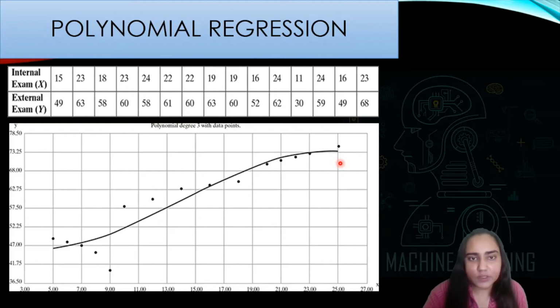Okay. So this is the data we had earlier in one of the previous videos about internal and external exams. We created a straight line at that time. This time it is a curved line.